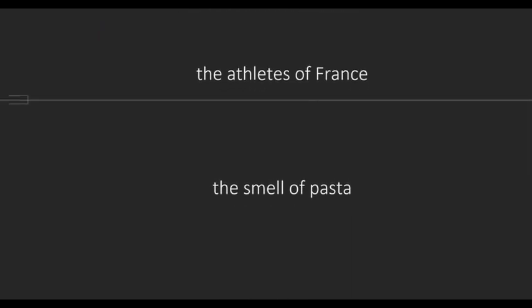The athletes of France. Can you tell me what's going on here? Well, France has athletes, right? So France would be the owner and athletes would be the item? Exactly. Good. Okay. So in the case of the turtle shell, we had the owner coming before the item, but in this case we have the item coming before the owner.